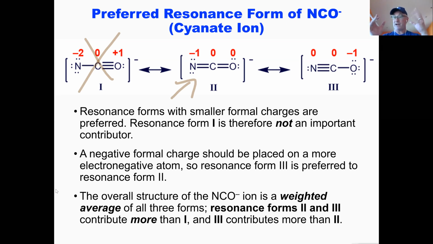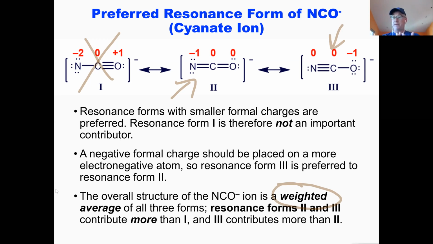It's just a cloud of electrons, right? So oxygen pulls on clouds of electrons more than nitrogen does. So it's more likely that oxygen is going to pull that cloud of electrons closer to itself. And so this is the most likely resonance form. So when we look at them, we say that the overall structure is a weighted average.